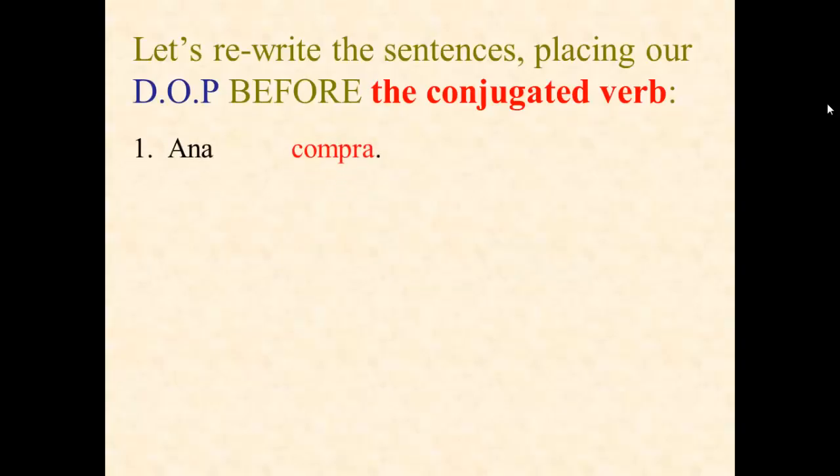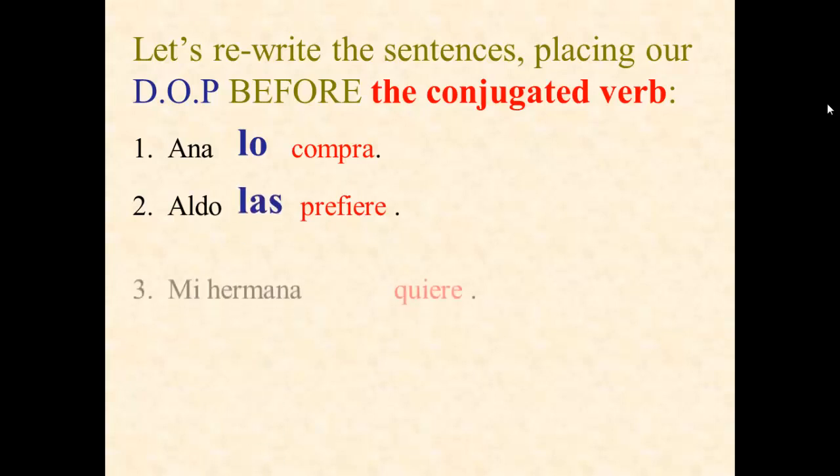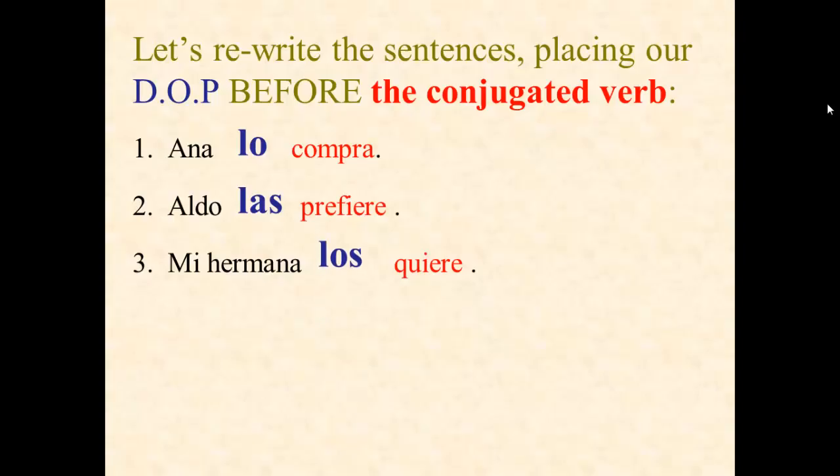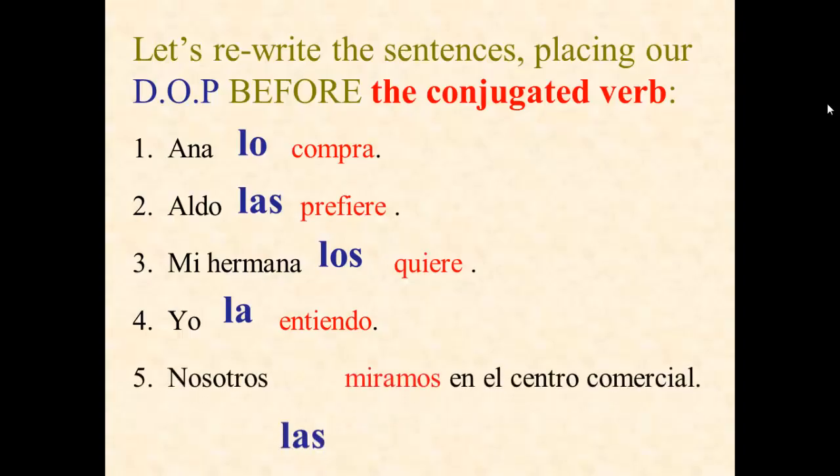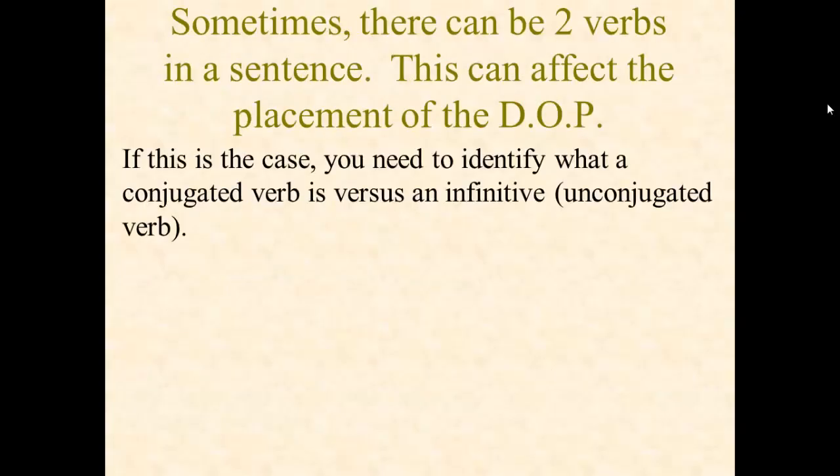So Ana compra, compra was my conjugated verb. The lo now goes before it. So Ana lo compra means she buys it. It being, I think it was the dress, el vestido. Aldo prefiere, now is Aldo las prefiere. Mi hermana los quiere. Yo la entiendo, la being my mom. Y nosotros las miramos en el centro comercial. These are our new sentences with our direct object pronouns before the conjugated verb.